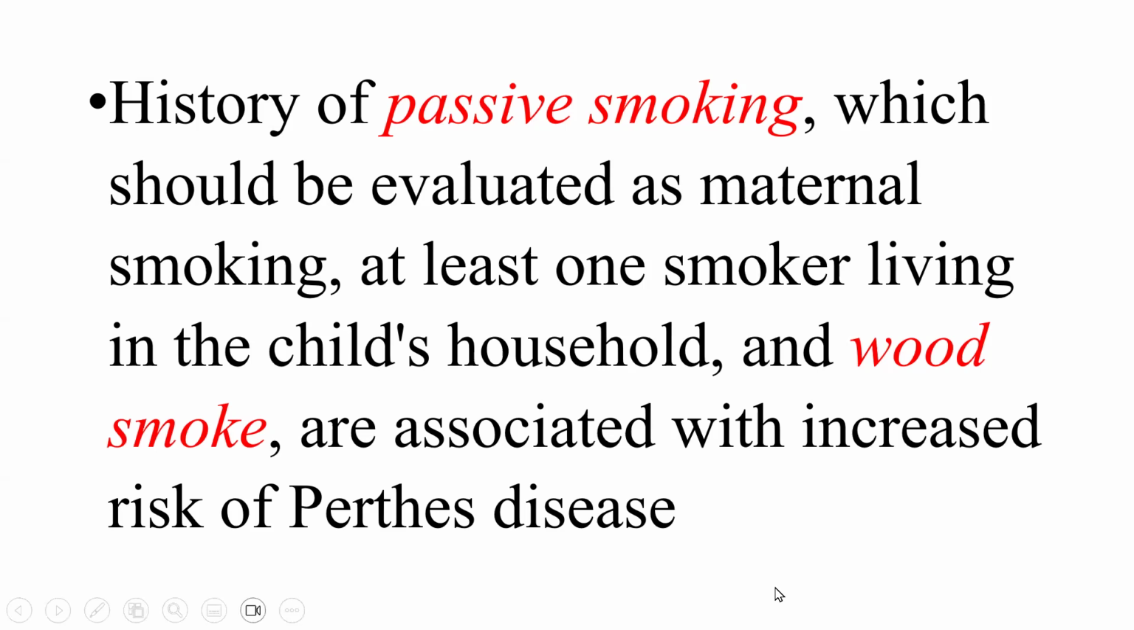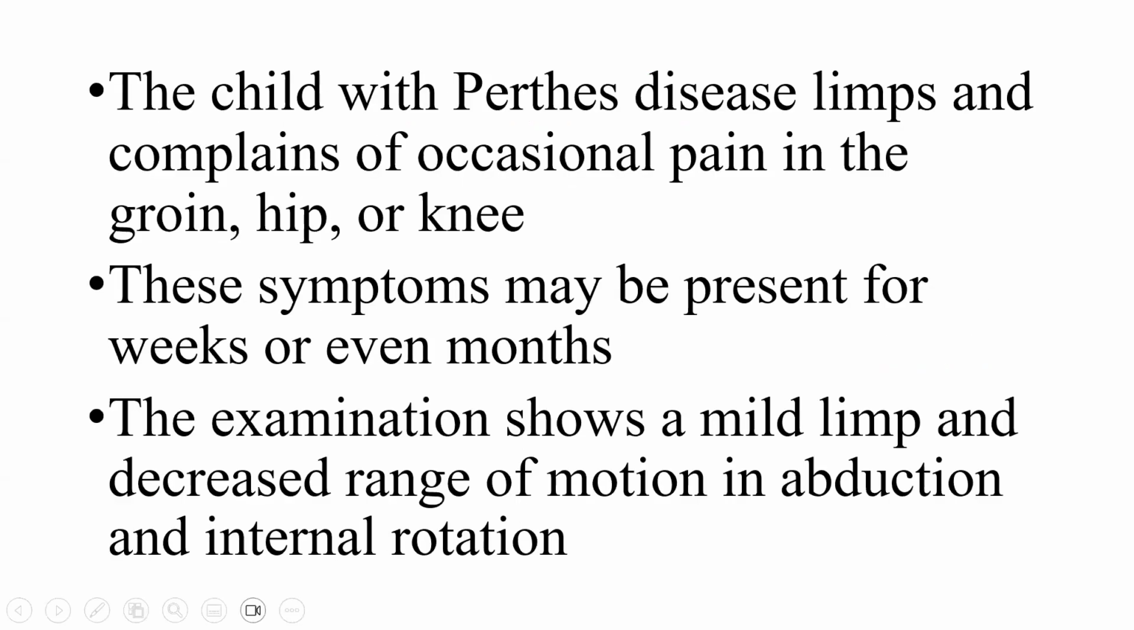The child with Perthes disease limps and complains of occasional pain in the groin, hip, or knee. One of the questions we love to ask in the board exam: why is it that when you have a problem in the hip, the pain is referred to the knee? You should know that there's a nerve, the obturator nerve. It supplies and becomes a saphenous nerve around the knee. And this is referred pain from the hip.